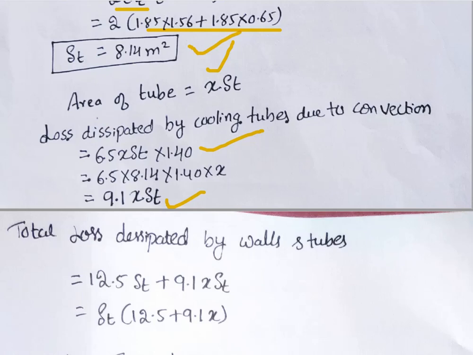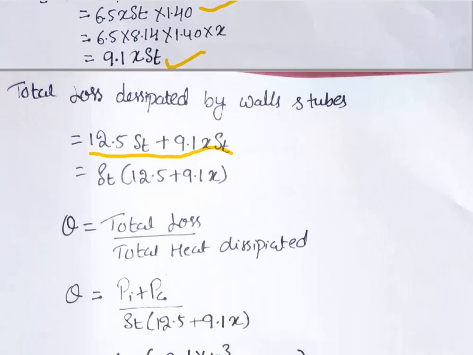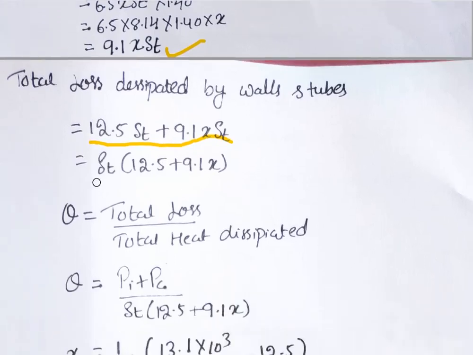This is the loss dissipated by the cooling tubes due to convection. Now the loss dissipated by the wall side tubes is 12.5 St plus 9.1 x St. The 12.5 is due to radiation and convection, and the 9.1 is due to convection, into St, the surface area of the tank. If you take St common, we get St into 12.5 plus 9.1 x.